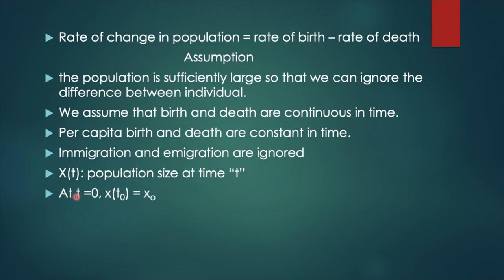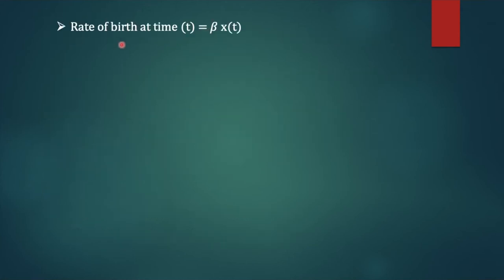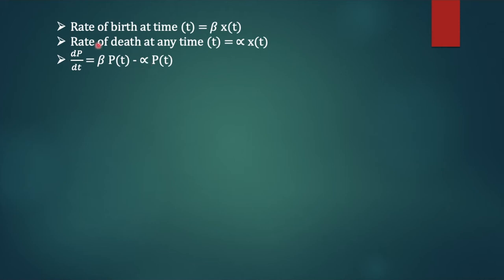So at time t equal to 0, x is x naught. Beta is the per capita birth rate per unit time, and alpha is the per capita death rate. Now the rate of birth at time t is what? Beta x(t). This is the rate of birth at time t. The rate of death at any time t is what? Alpha x(t).